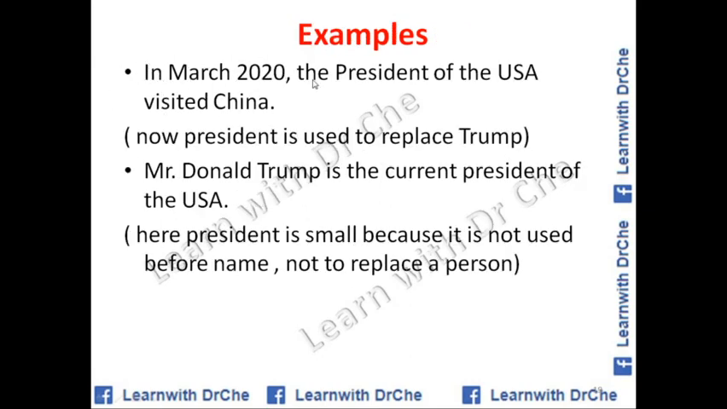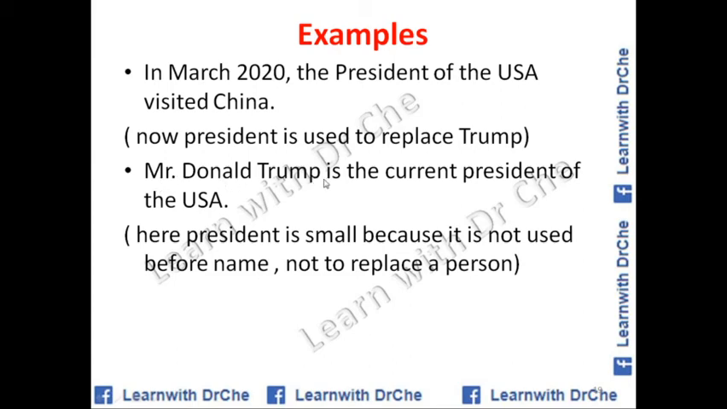In March 2020, the President of the United States visited China. Now President is used to replace Trump. We are not saying President Trump, we are using the President. This is used to replace Trump, so it is capital: the President of the United States.